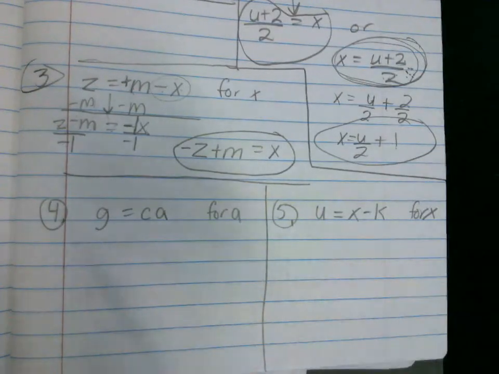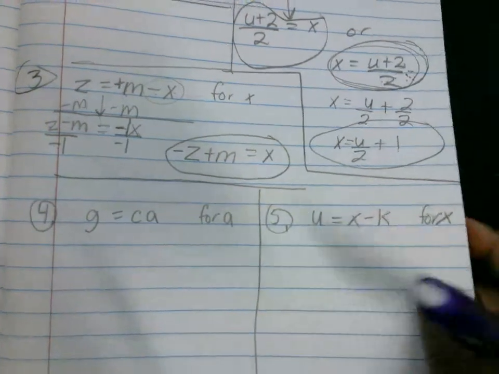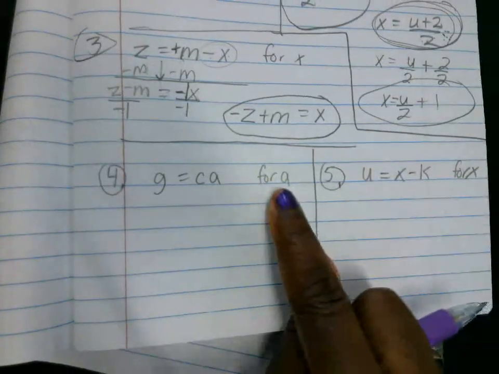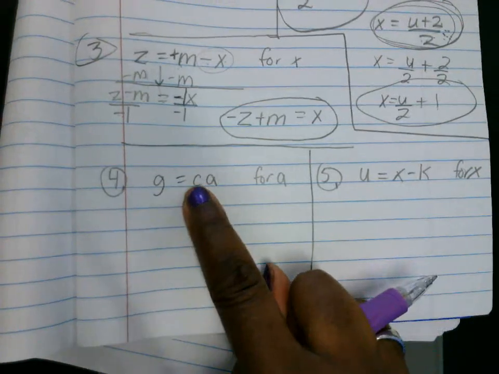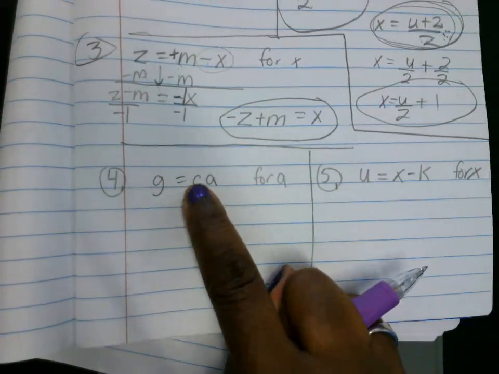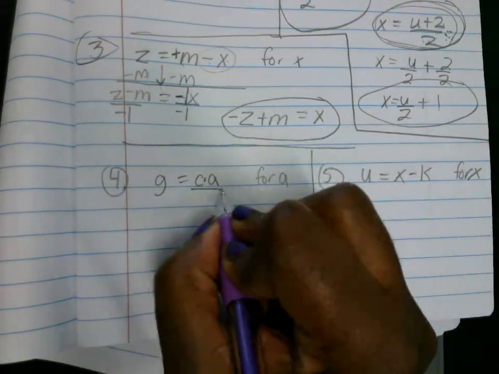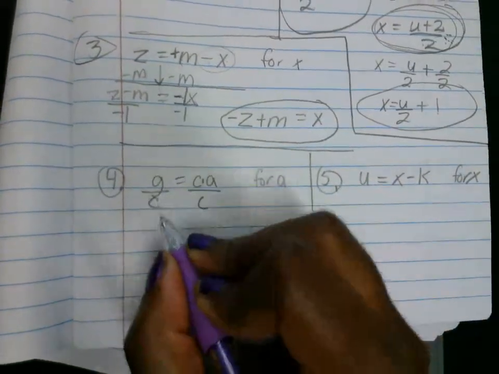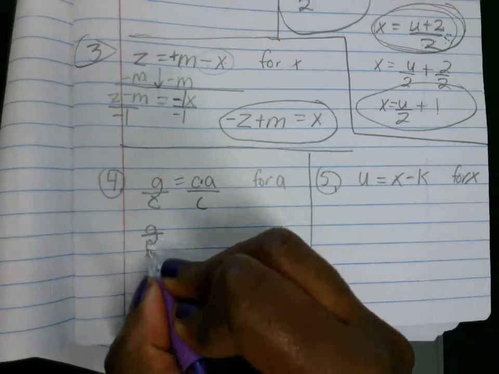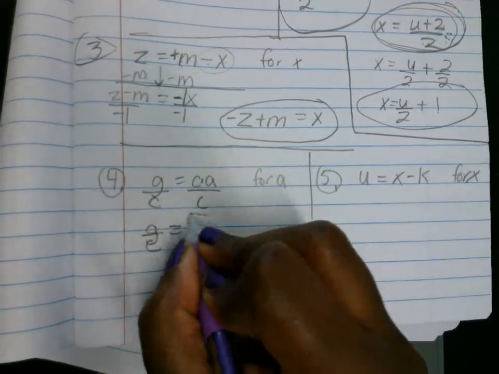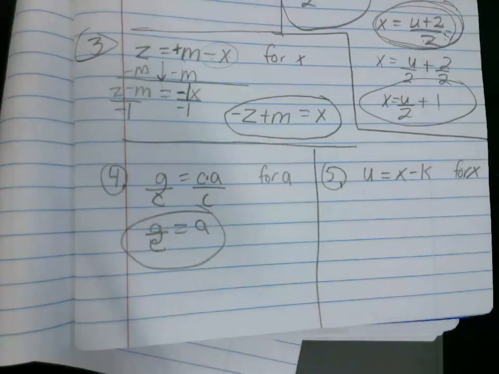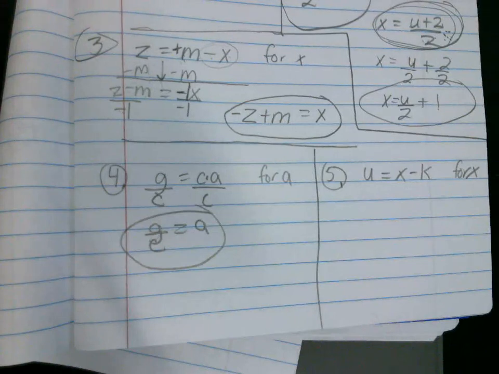All right, let's look at this last one. To get A by itself, you got to get rid of the C. How is C attached to A? Multiplication. So what are you going to do? Divide by C. So this is going to be G divided by C is equal to A. Perfect. G divided by C.